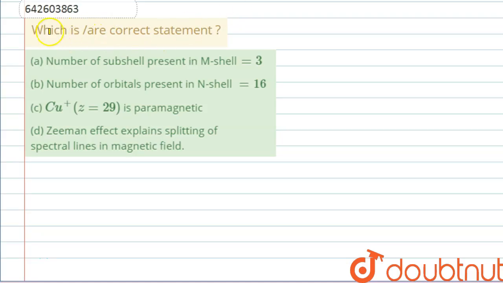Hello everyone, let's start this question. What does the question say? Which of the following statements is correct? We are given 4 statements and we have to tell the correct statement. The first statement is: the number of subshells present in the M shell is 3.